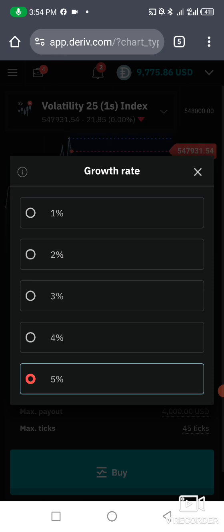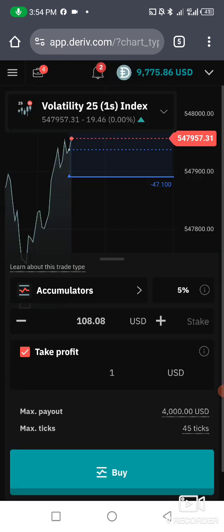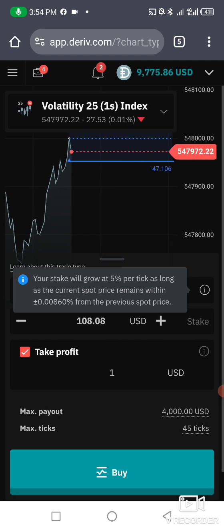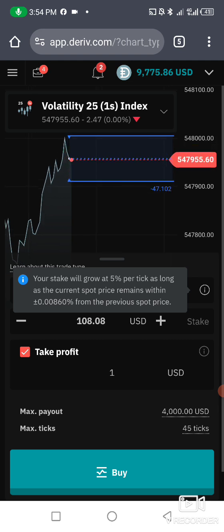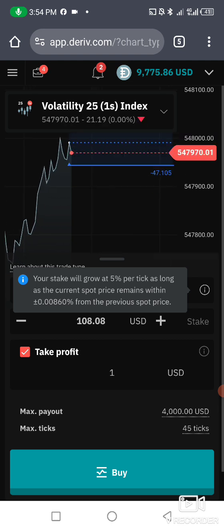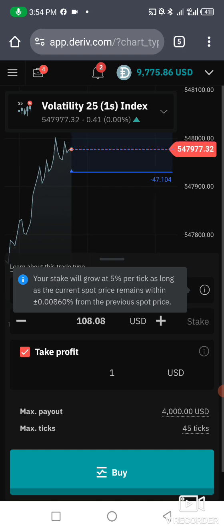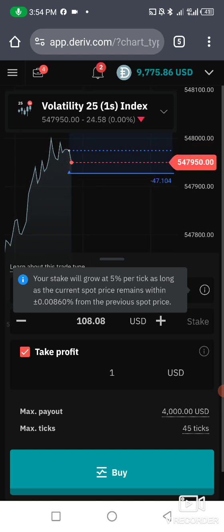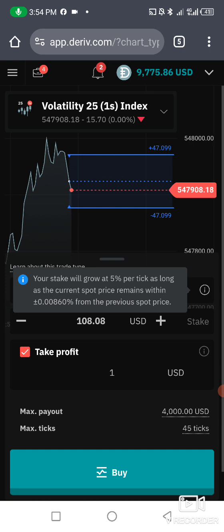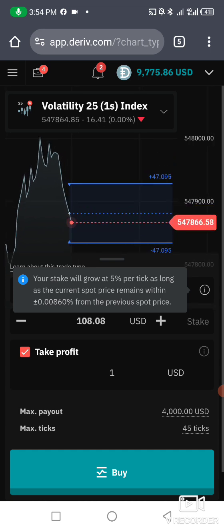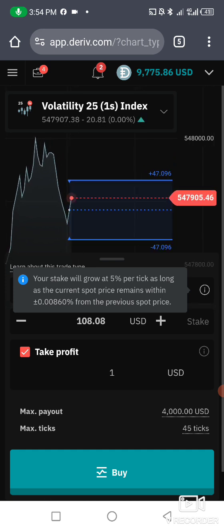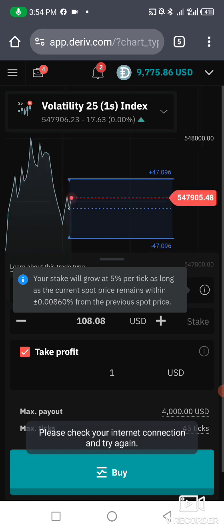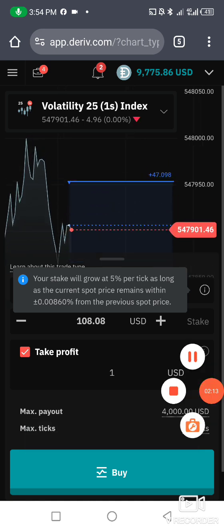I prefer using 5%. If you go to the explanation, it shows you that you are going to grow at 5% per tick, so long as the current spot price remains within plus or minus 0.00860% from the previous spot price. Let me explain what this means.